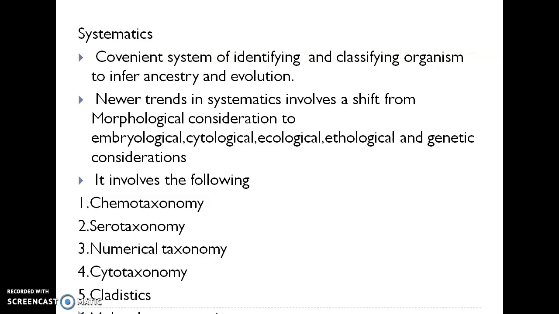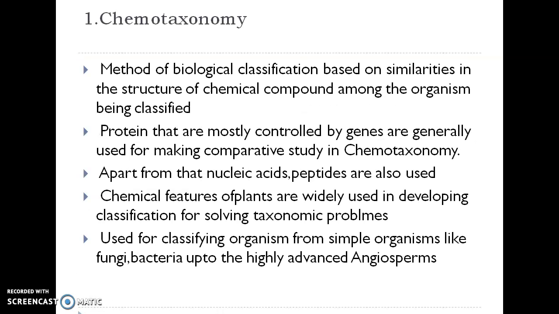Then cytotaxonomy means we are classifying organisms on the basis of chromosomal or cell features. Then cladistics and molecular systematics are other branches in which here also we are classifying organisms on the basis of their molecular concerns as well as other taxonomical identities. So these are the different aspects of the newer trends in systematics. Then we are starting with chemotaxonomy.